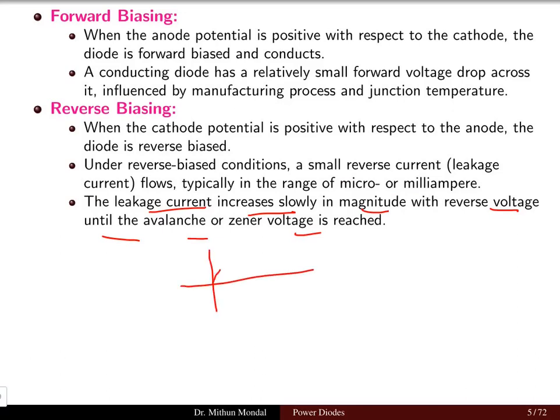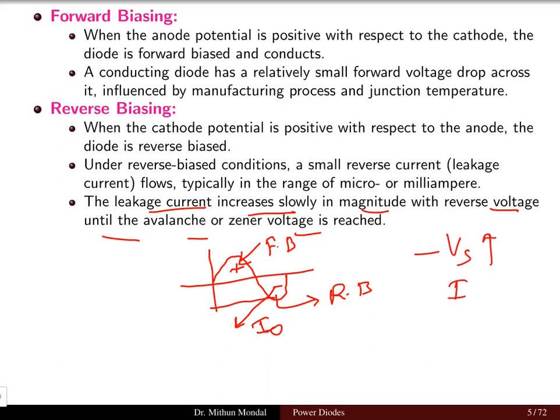Now if you are applying a voltage, this is the positive end and this is the negative end, this positive supply voltage will create the forward biasing of the diode. But when you are applying a negative voltage, then it is a reverse bias condition. This reverse bias condition will lead to the leakage current, which is I0, in the reverse direction, and if this voltage minus Vs exceeds, the reverse current will also increase till the breakdown occurs, which is known as zener voltage breakdown or avalanche breakdown.